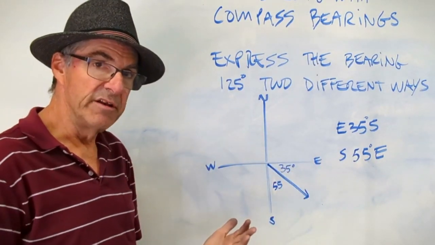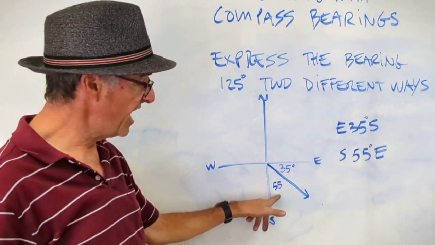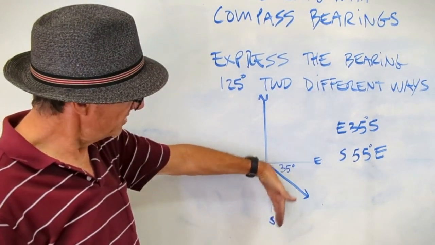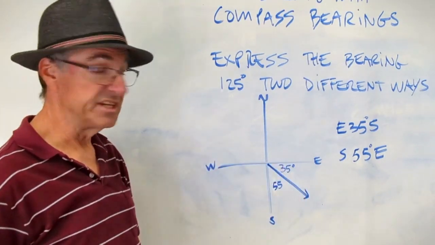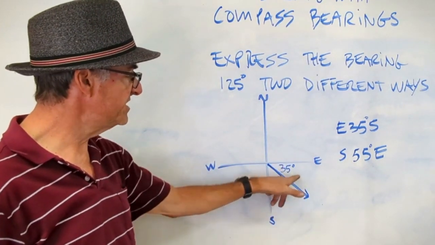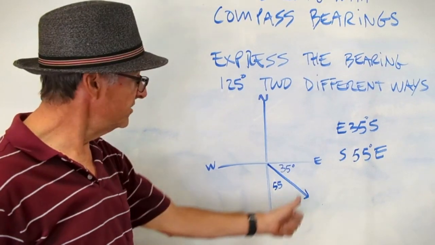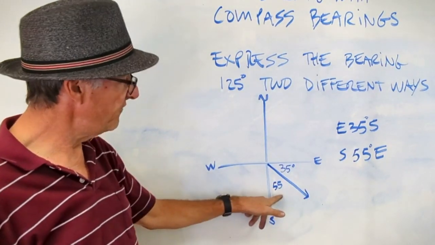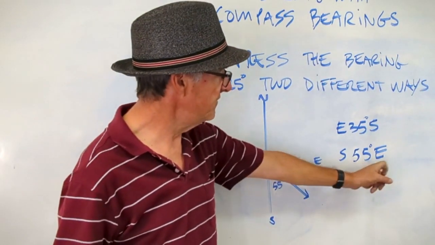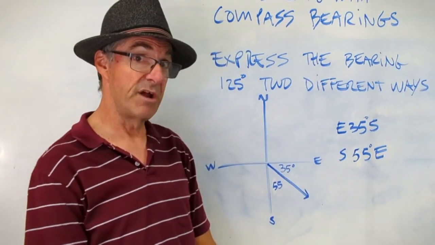Now for the second one, I realized that if I know this angle, I could say south angle east, because I'm just starting in south and going towards the east. I know that both of these angles have to add up to 90, so 35 and 55 make 90, so that gives me 55 there, so I can do south 55 east as my second bearing.